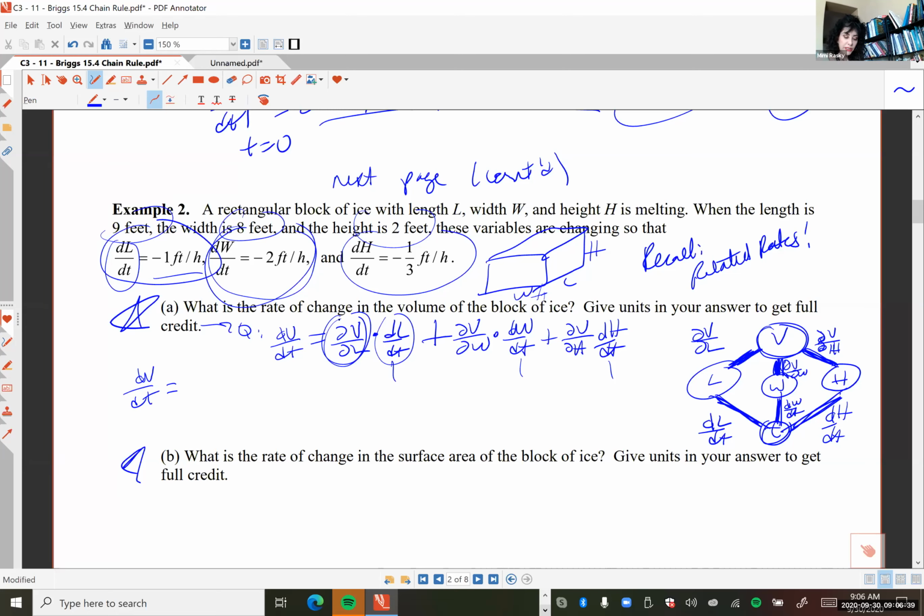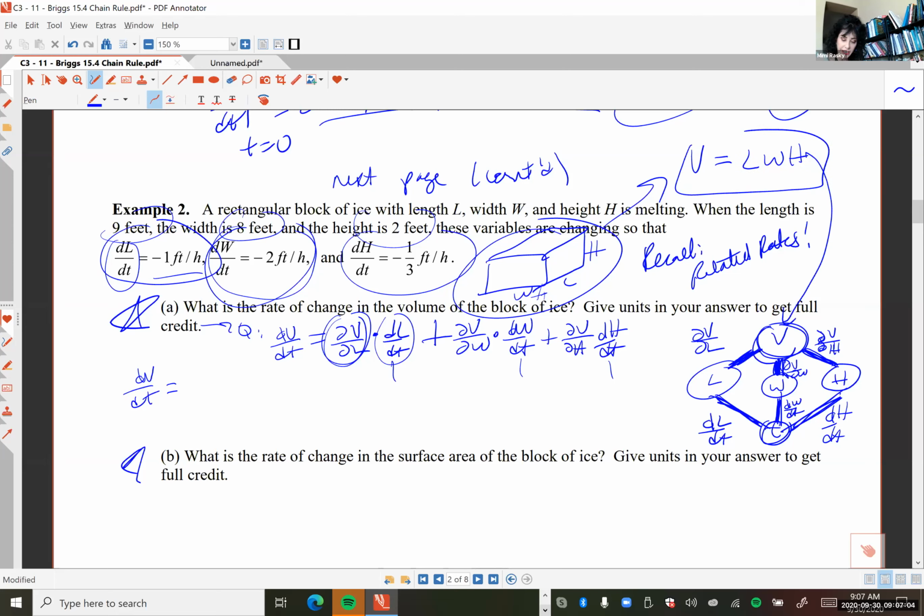Does anybody know how to find the volume of a box? Do you multiply all those three together? Exactly, thank you. So you've got L, W, H. It doesn't matter the order. So there's your function of three variables. That's the one at the top of your tree diagram.